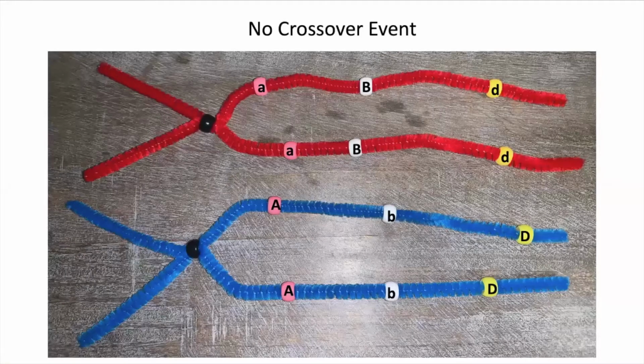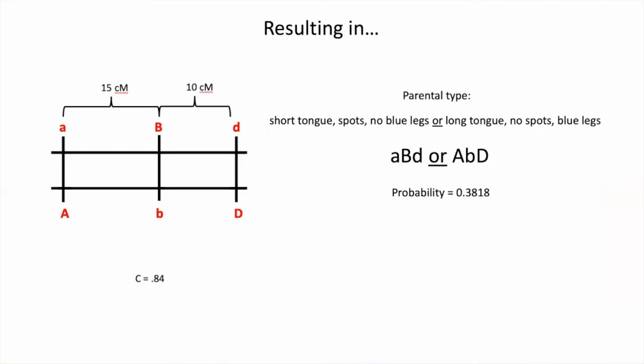Here is what no crossover event would look like between two parental chromosomes, resulting in gametes with either the genotype little a big B little d or big A little b big D, with the probability being 0.3818 for either of these combinations.